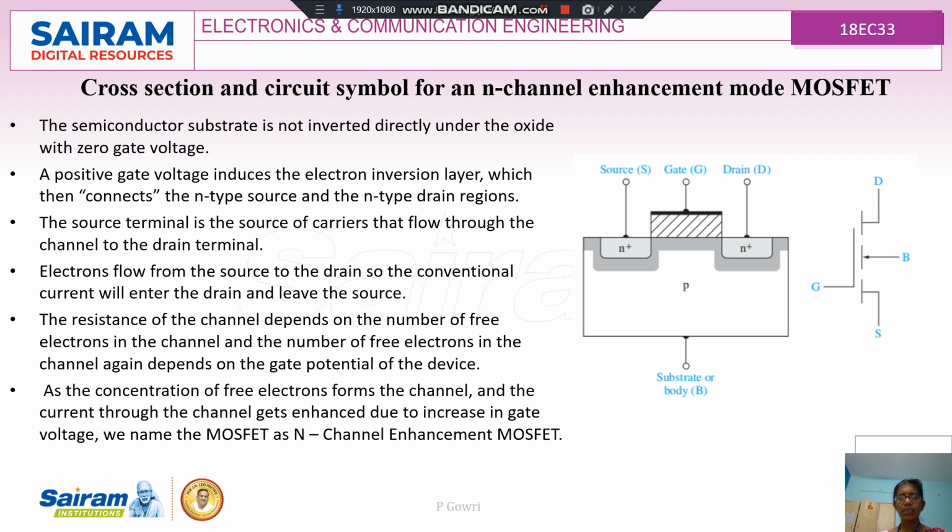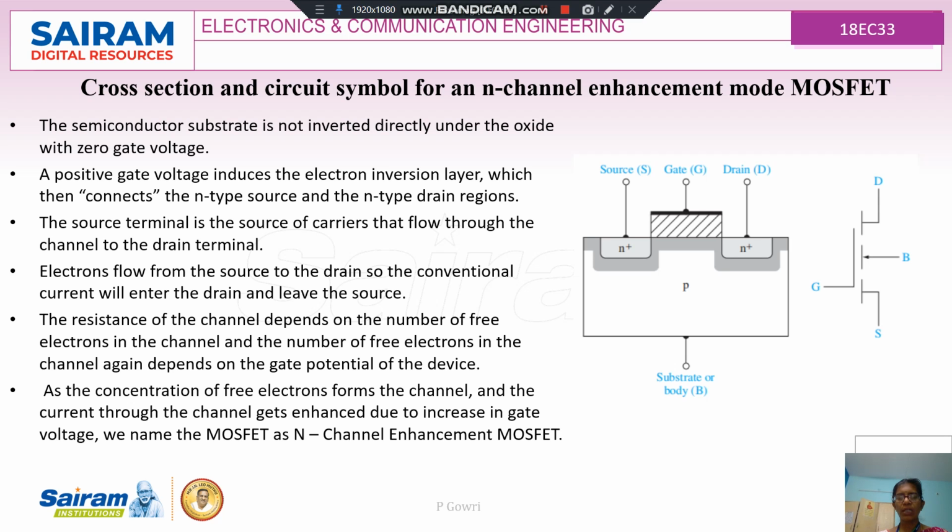The source terminal is the source of carriers that flow through the channel to the drain terminal. Electrons flow from the source to the drain, so the conventional current will enter the drain and leave the source. The direction in the symbol indicates the direction of the conventional flow, meaning that the conventional current is entering the device.